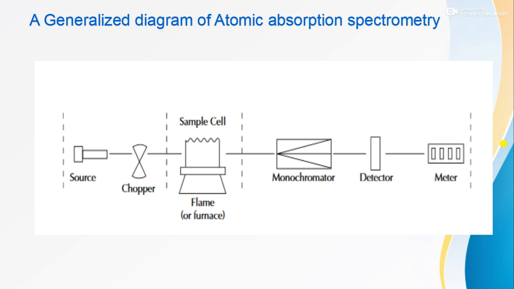A generalized diagram of atomic absorption spectrometry, which consists of: 1. Sources of light, 2. Chopper for material reduction, 3. Flame for exciting the atoms to a higher energy state, 4. Monochromator, 5. A detector for detecting light, 6. A meter to measure the absorption.